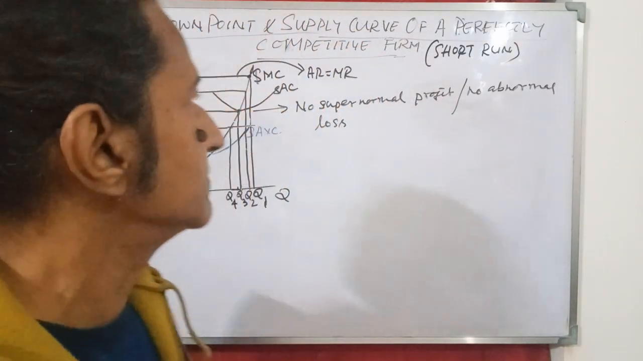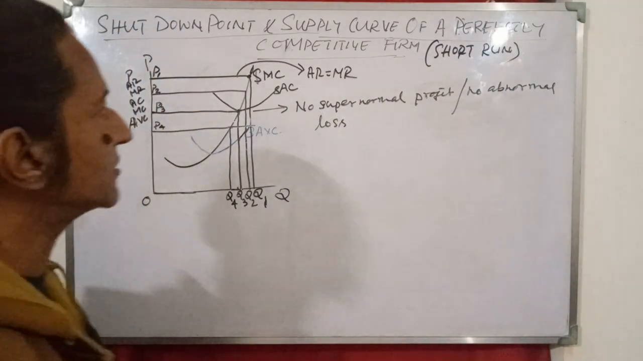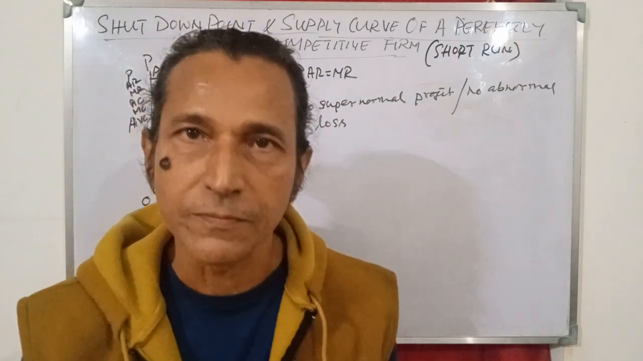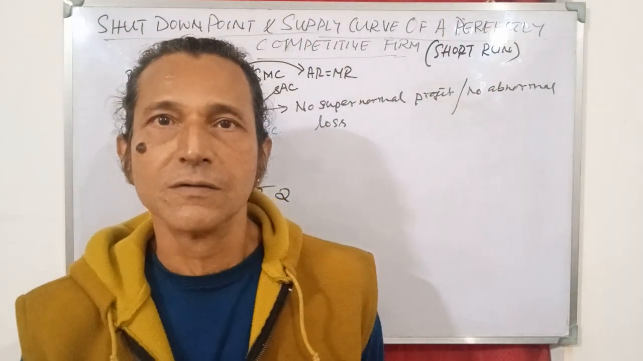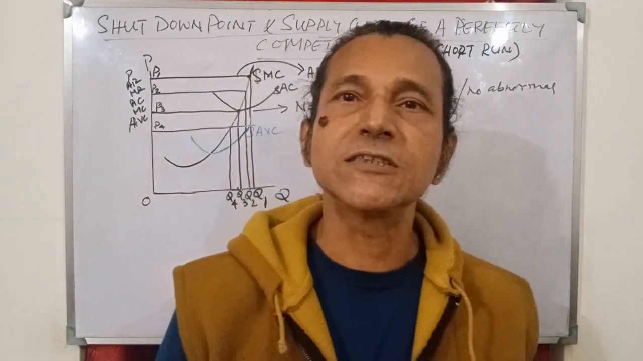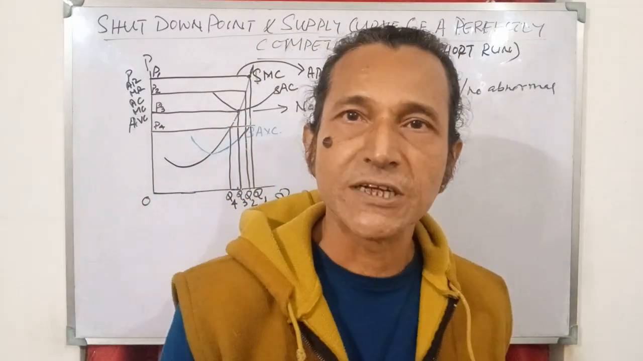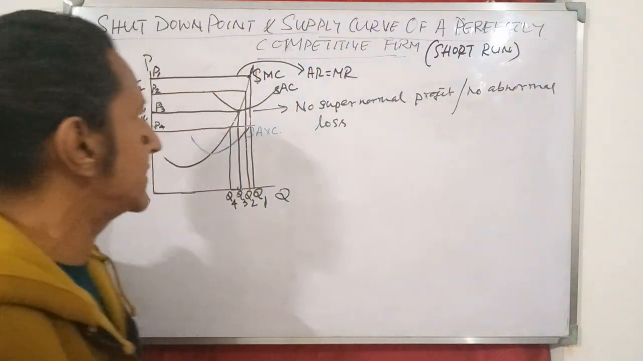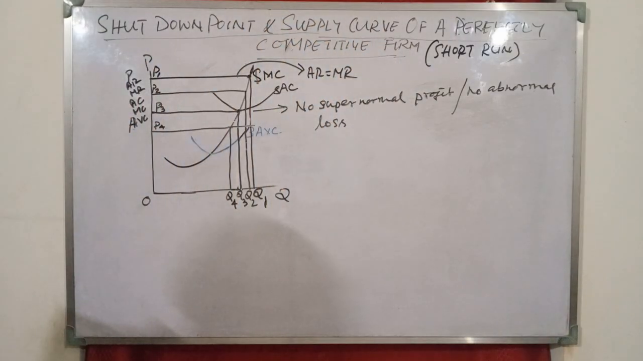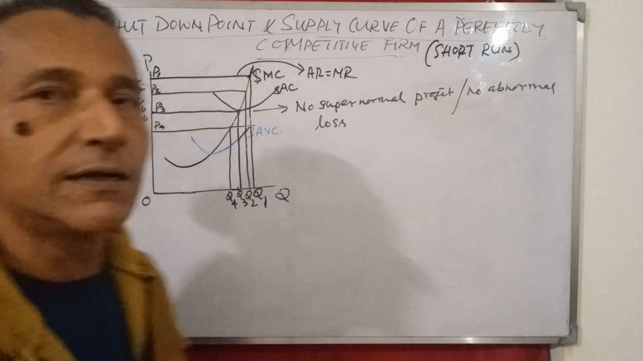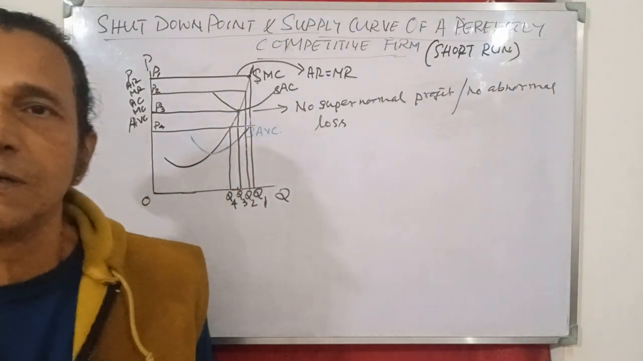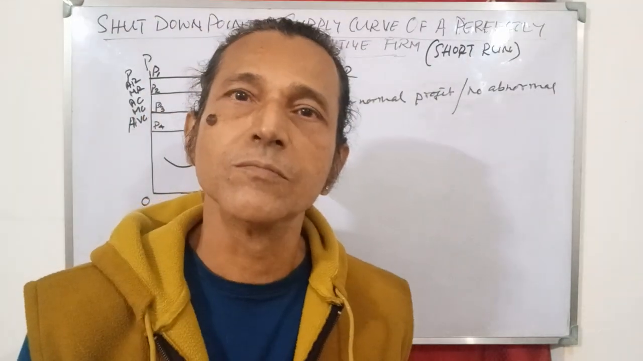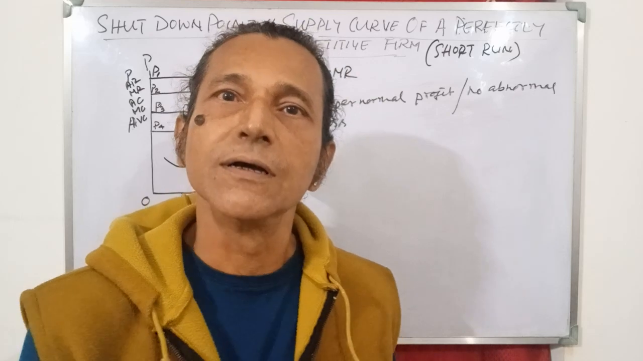Why? You see, in the short run, some factors are fixed and some factors are variable. The firm cannot change the fixed factors like plant and machinery, management, etc. in the short run. So long as the firm's revenue is able to cover the average variable cost, the firm would go on producing. That means the firm would go on running the business.